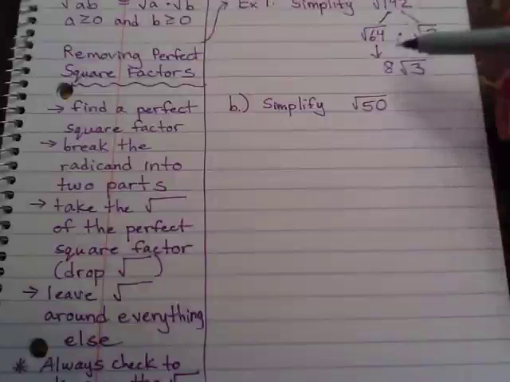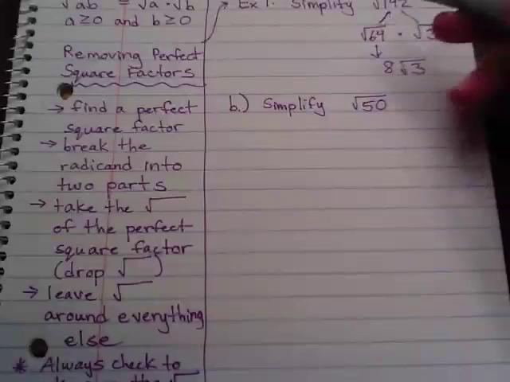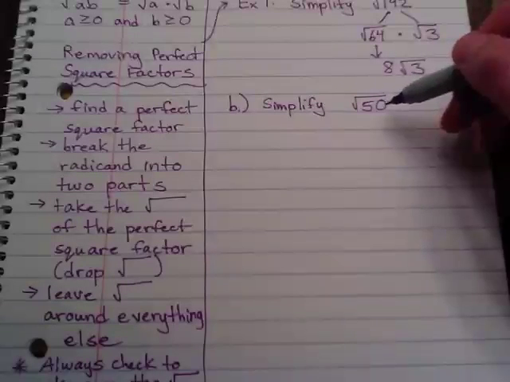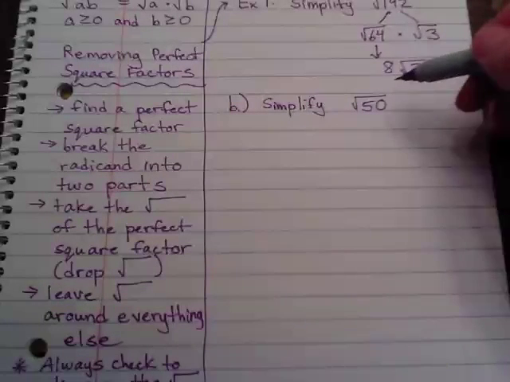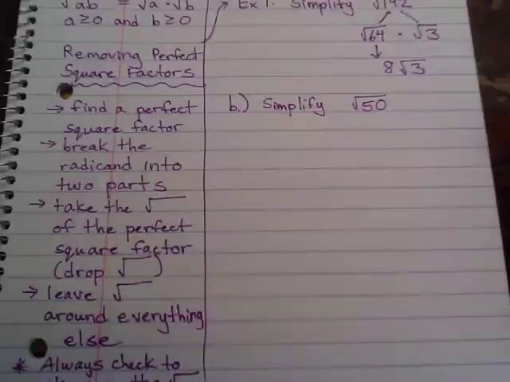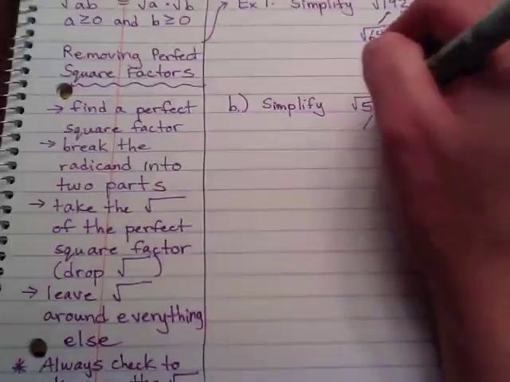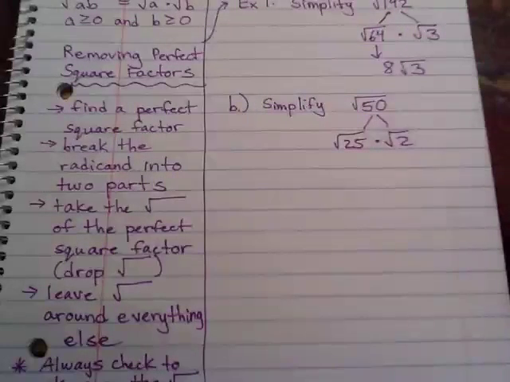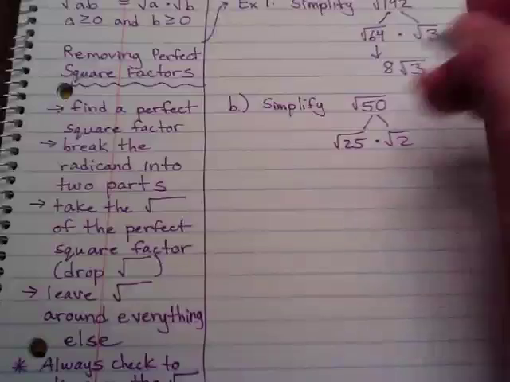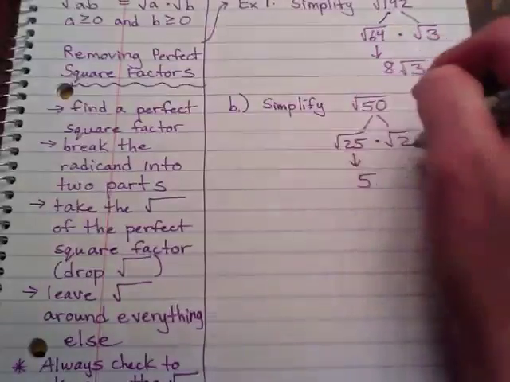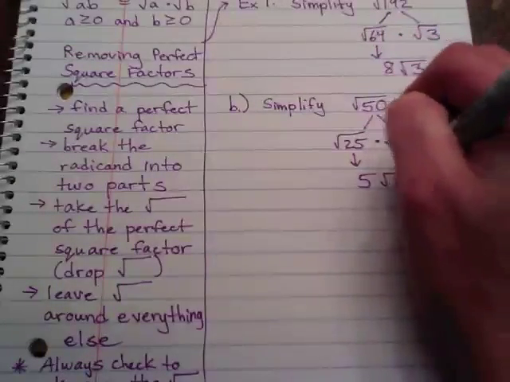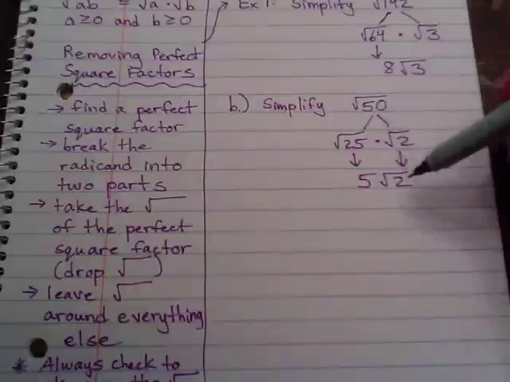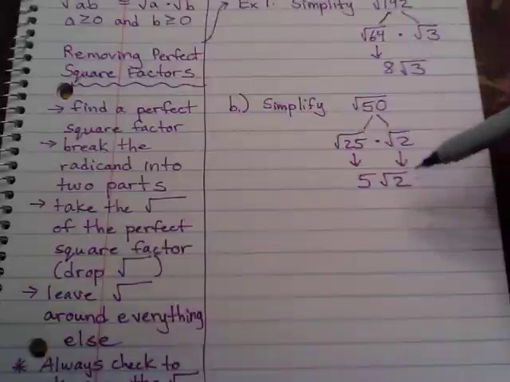So you want to look at 50 and make sure you're looking for perfect square factors. A lot of you might see 5 times 10, but you don't want to use 5 times 10 in this case because you're looking for a perfect square factor. Perfect square is 25, so the square root of 25 times the square root of 2 gives you 50. Then you break it down further, the square root of 25 is 5, and the square root of 2 just comes down as 5 root 2. So the square root of 50 simplified is 5 times the square root of 2.